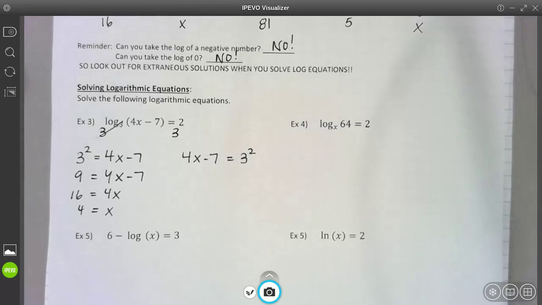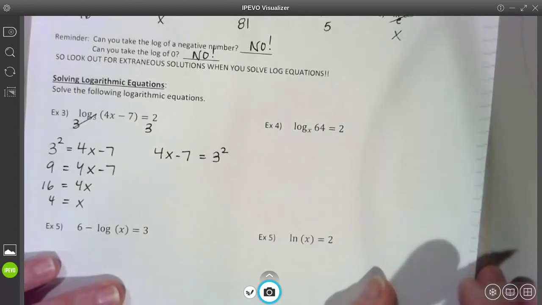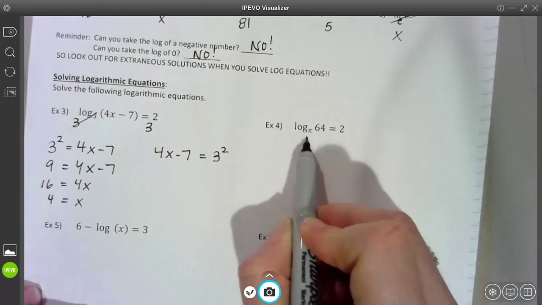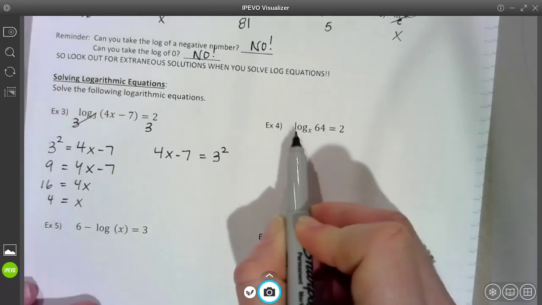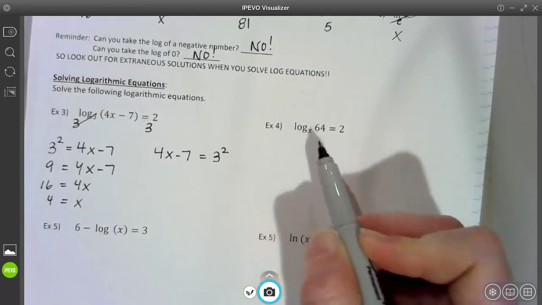So I want you guys to get used to this function, or this, I would say, tool. All right, here we go. So let's solve this one. Log base x of 64 has to equal 2. So now the unknown value isn't what we're taking the log of, it's the base of the actual logarithm itself.